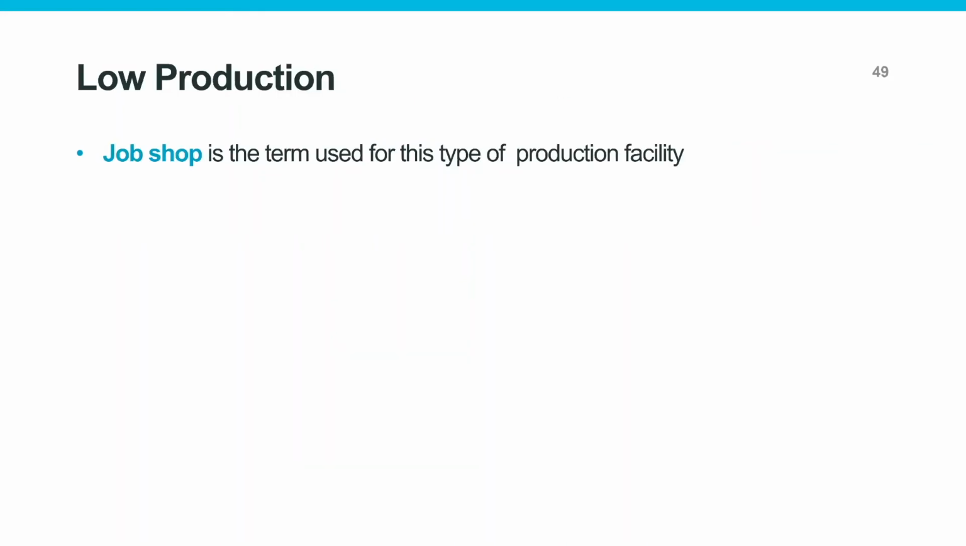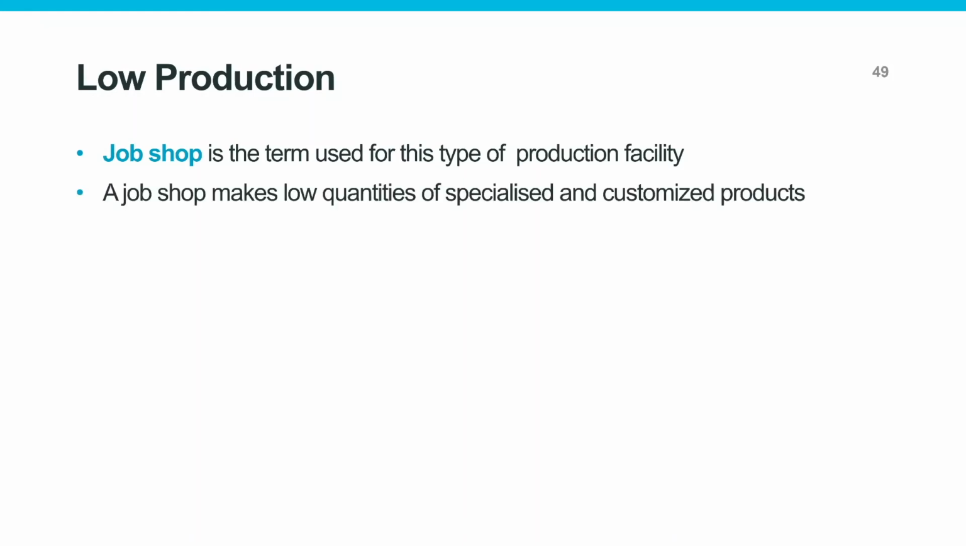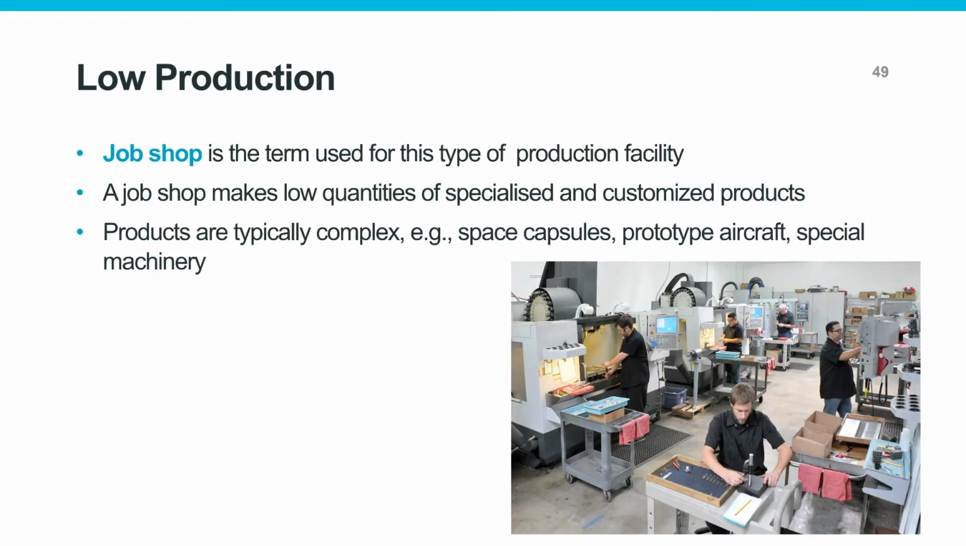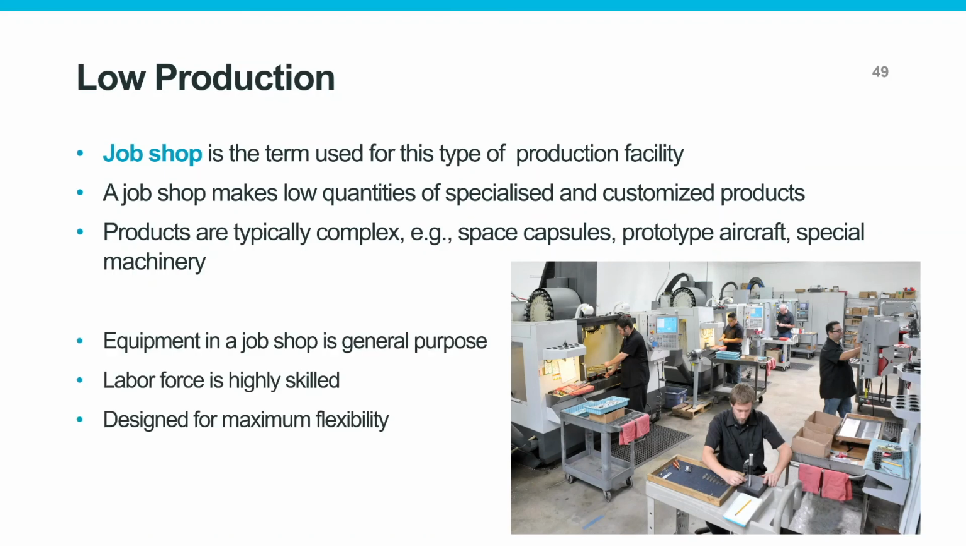Job shop is a term used for the type of low production facilities. A job shop makes low quantities of special and customized products. Products are typically complex, such as a space capsule, aircraft, special machinery, and so on. Usually in job shops, human workers operate the machines. Equipment in a job shop is general purpose. The labor force is highly skilled, and the job shop is designed for maximum flexibility.